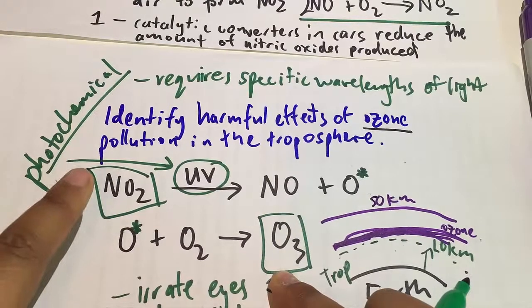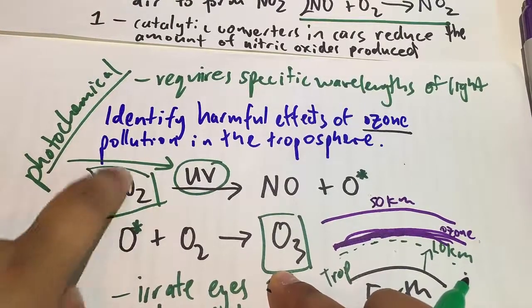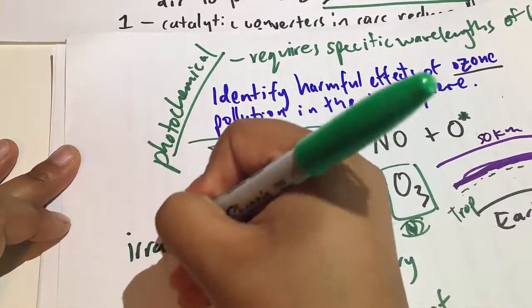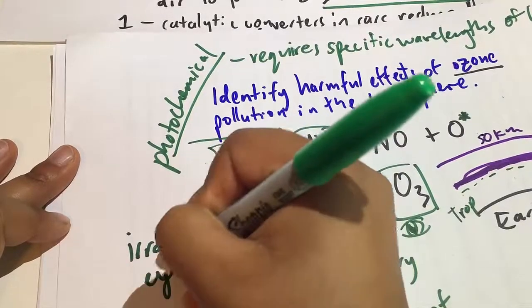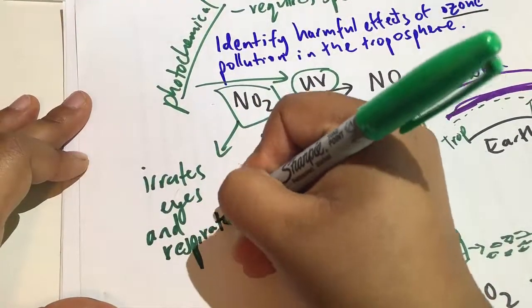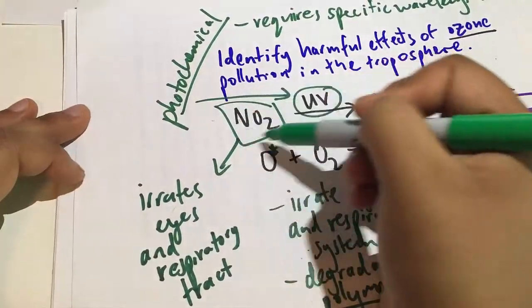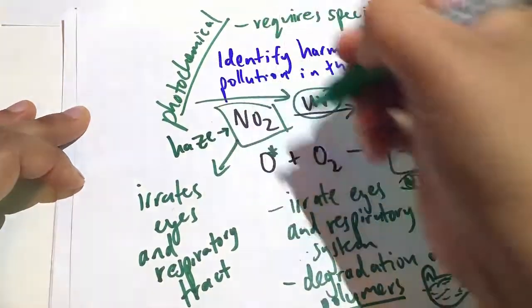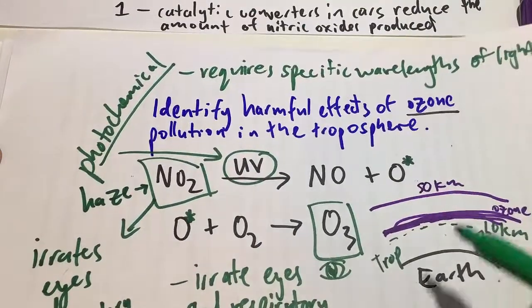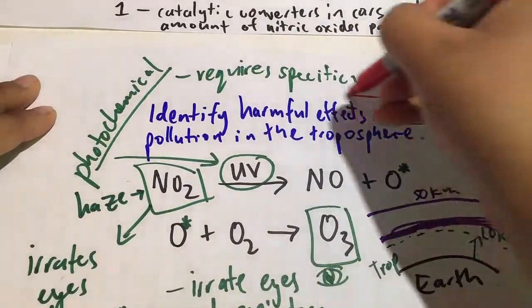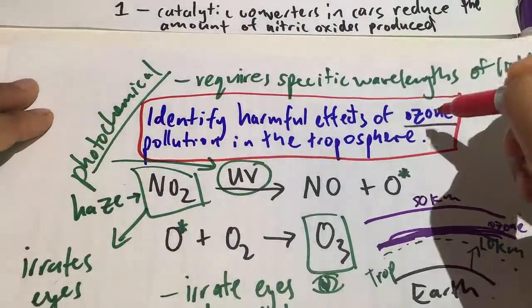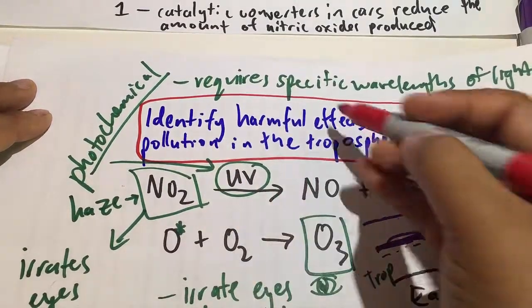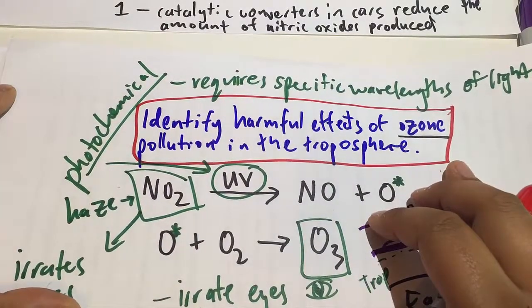We do say nitric oxides in general, but nitrogen dioxide is also quite harmful. In fact, nitrogen dioxide also irritates the eyes and the respiratory system. But it's the nitrogen dioxide that tends to contribute to that haze that you get when you're seeing smog. And so this is another very common question to be asked, identifying the harmful effects of ozone or nitrogen dioxide. It says pollution in the troposphere. Now, that is just asking for harmful effects in general.